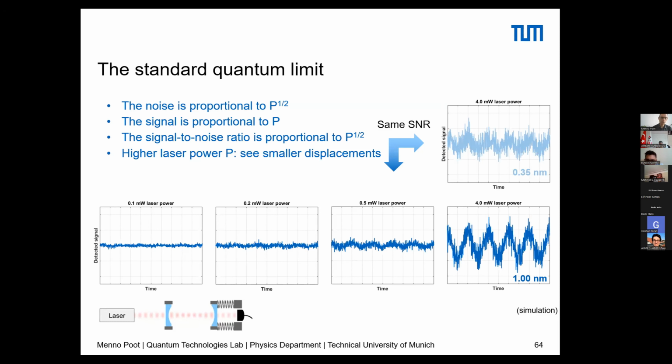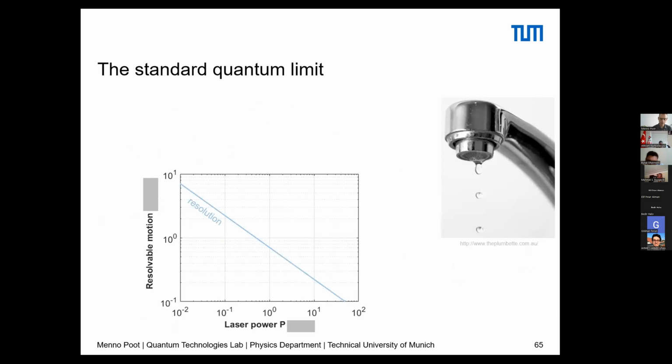And we can now plot the smallest motion that we can see as a function of the laser power. In this case, you see that this resolvable motion is going down with the laser power, and it goes down as the square root. This is really something that becomes smaller when increasing the laser power.